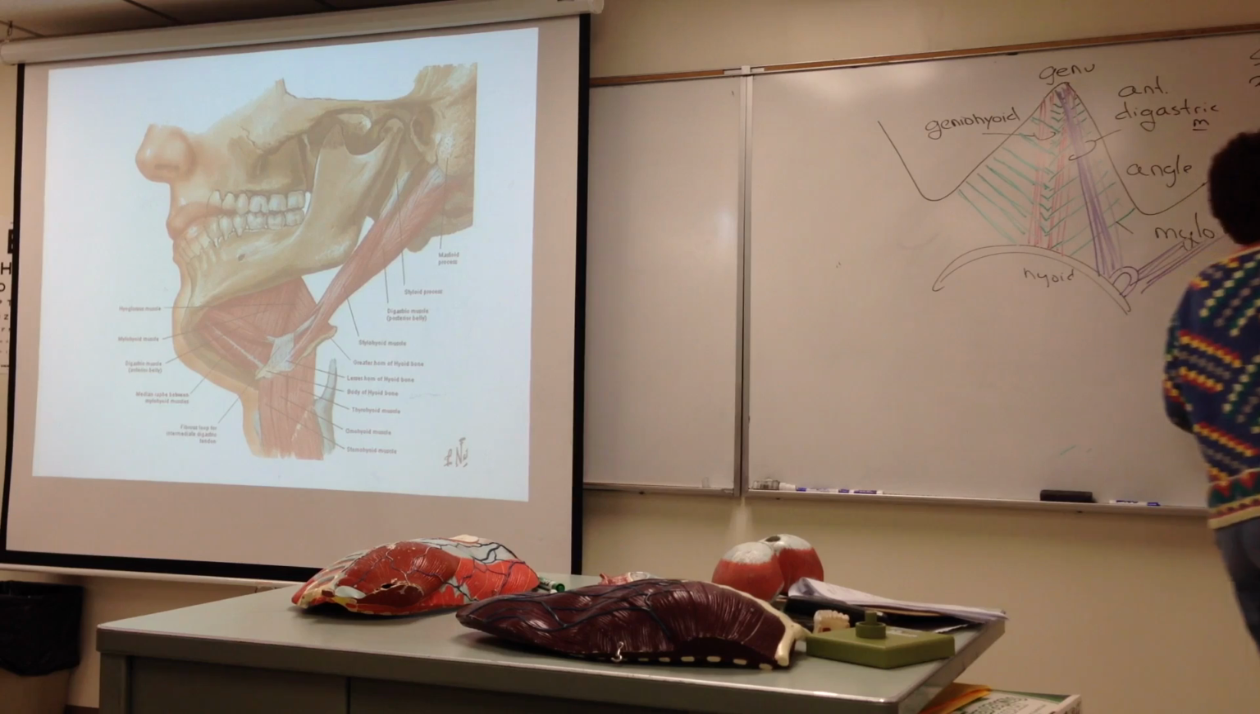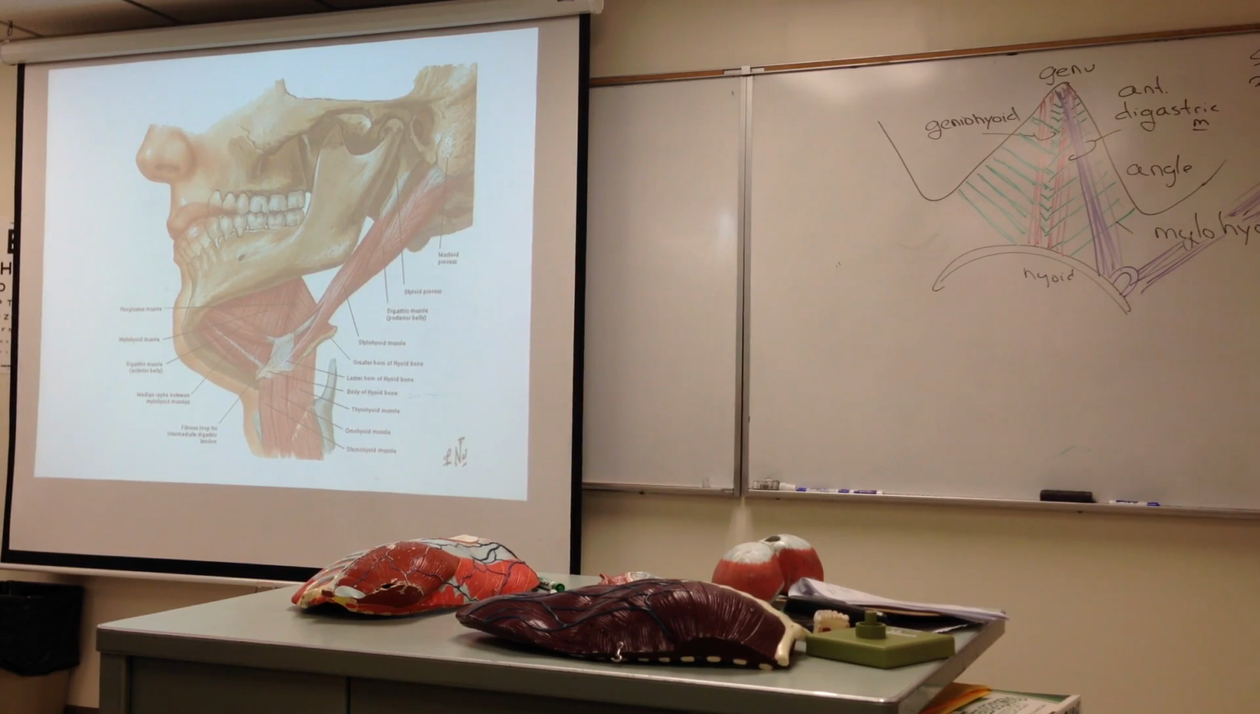Even though these share the same name, they're called different bellies. I consider them to be different muscles because they have different innervations. So I do want you to know the two nerves that innervate the anterior and posterior digastrics.